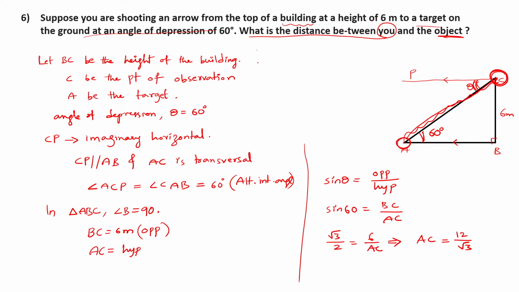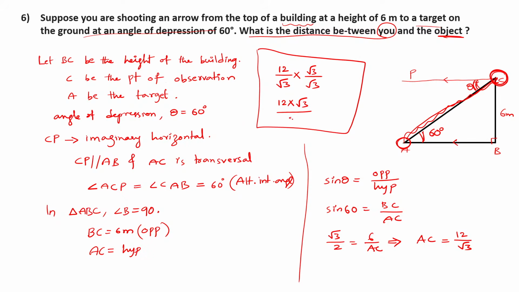Now let me solve this in this box. So 12 by root 3, rationalize the denominator. 12 into root 3 by root 3 into root 3, which is 3. 3 ones are 3, 3 fours are 12. So the answer is 4 root 3. So what is the hypotenuse value? AC is nothing but 4 root 3. The distance between the observer and the object is 4 root 3 meters.